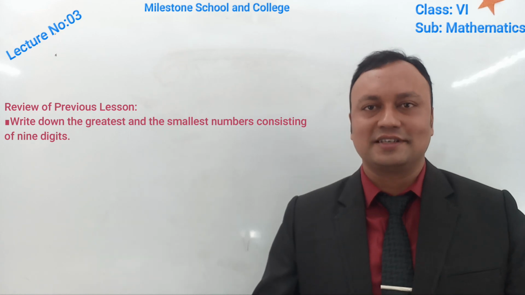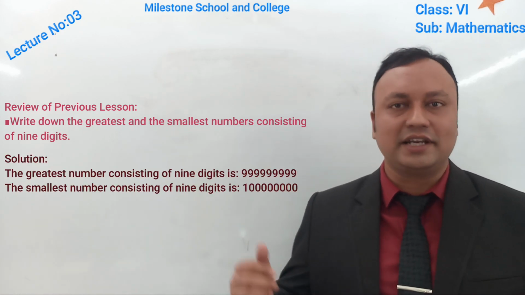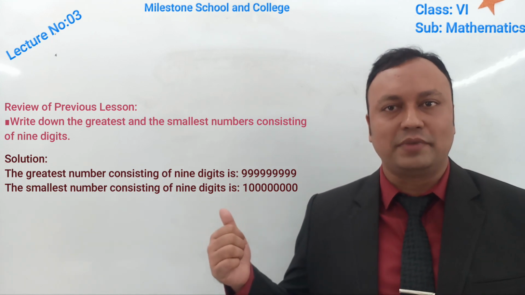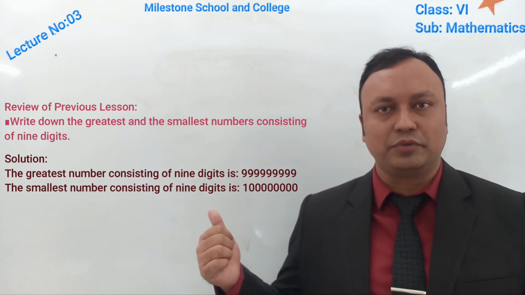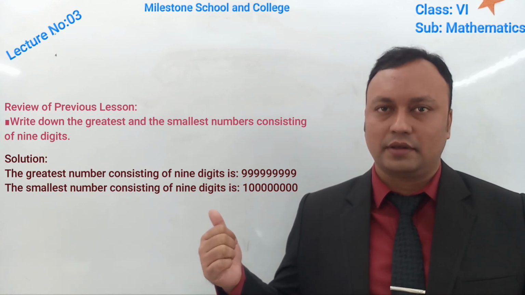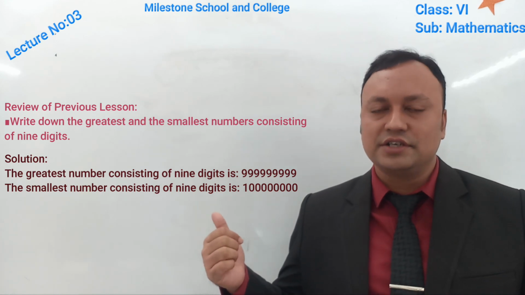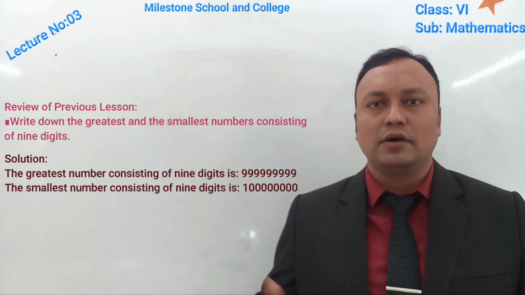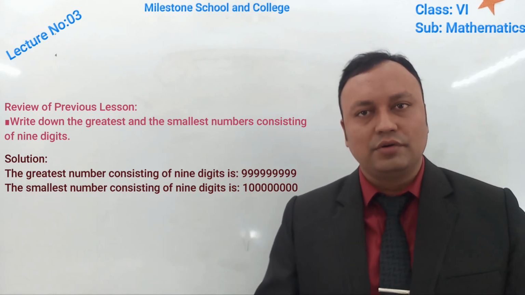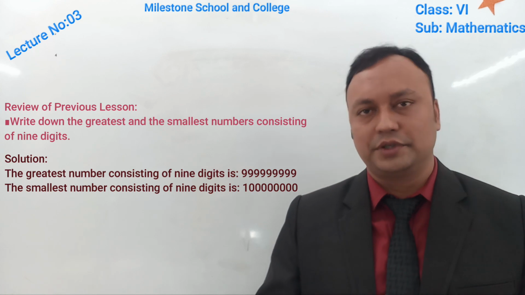So the answer will be, the greatest number consisting of 9 digits would be 999,999,999, and the smallest number consisting of 9 digits would be 100,000,000. So this is the solution of this question, my dear.